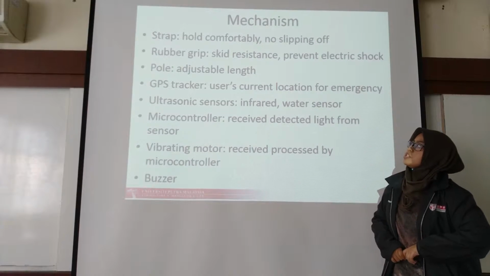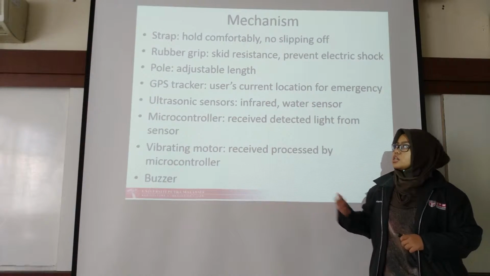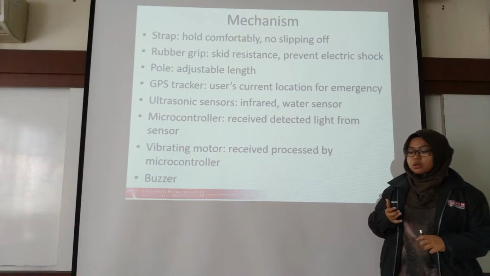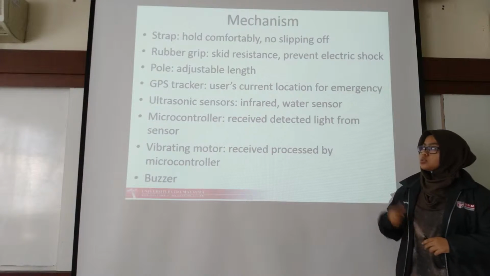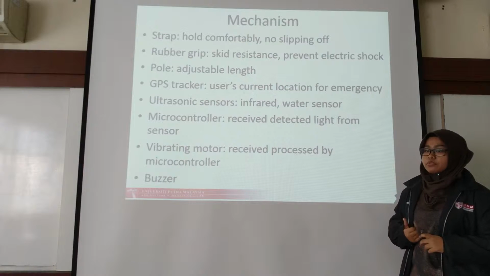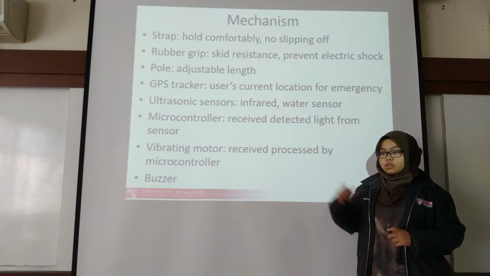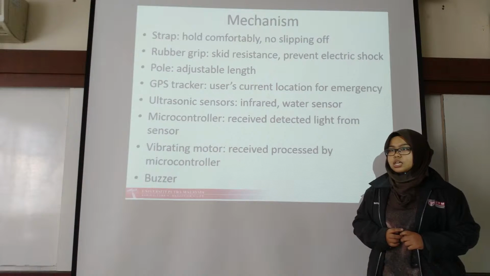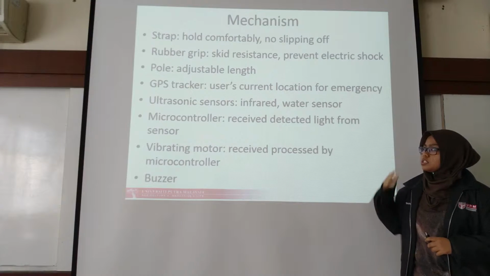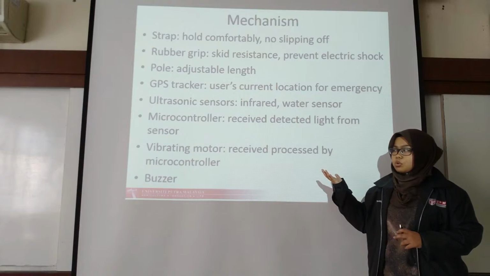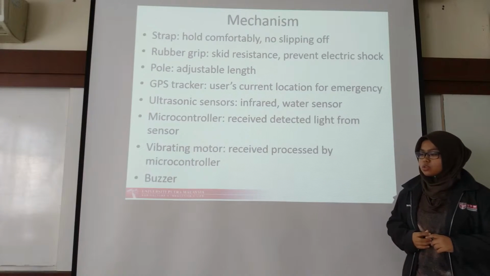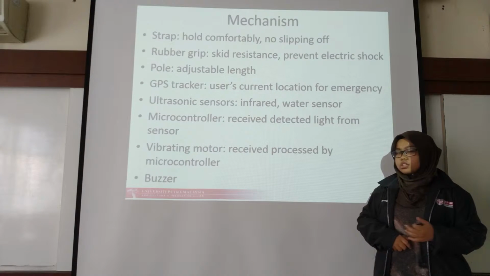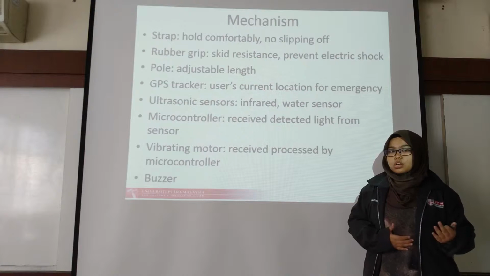Now I will be explaining the mechanism of the design. From the previous design that we have seen, we have a smart blind stick. First we have the strap, which provides a comfortable grip for the user. It also has a rubber grip that is skid resistant and prevents electrical shock. Because we have a lot of wiring inside the design, it is unlikely to fail, but we provide that feature to give more security to the user. We also have an adjustable pole for the cane, so the user can adjust the length for their own comfort, and it also gives more storage space.